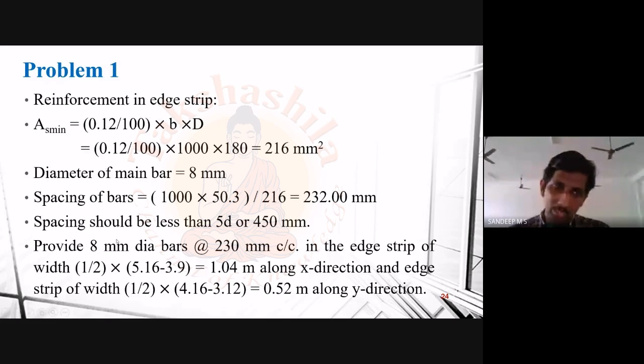Okay, so what we can do is that we have to provide 8 millimeter diameter bars at 230 millimeter center to center in the edge strip of width half into, this is along the other direction. 5.16 is the Ly value minus 3.9. 3.9 is the width of middle strip. That will come around 1.04. Okay, is that correct?